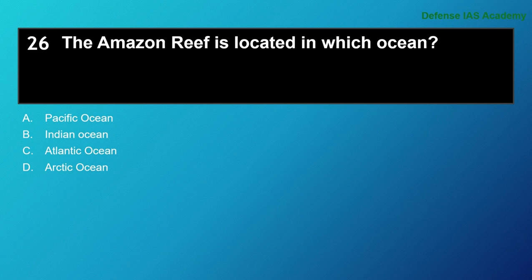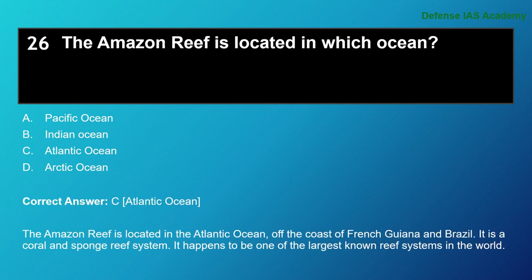Question 26. The Amazon Reef is located in which ocean? The answer is option C, Atlantic Ocean. The Amazon Reef is located in the Atlantic Ocean off the coast of French Guiana and Brazil. It is a coral and sponge reef system. It happens to be one of the largest known reef systems in the world.